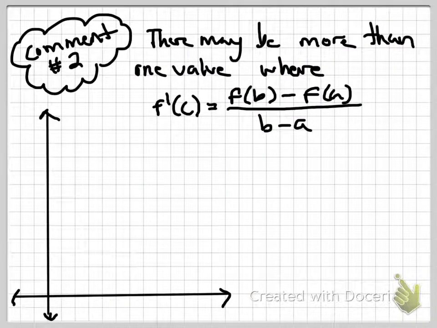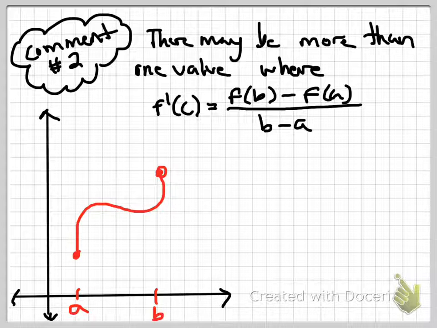Comment number 2 is this. There may be more than one place, one value, where the derivative equals the average rate of change. So you know how we had that graph earlier from A to B? I'm going to put a graph down here again. Here's A, and B is at some random point up here. And remember, there can't be any kinks, holes, or asymptotes. There can't be any of that kind of stuff. So I'm going to connect and make a graph. Maybe this time I'll make it a little more interesting. So maybe something more like this.